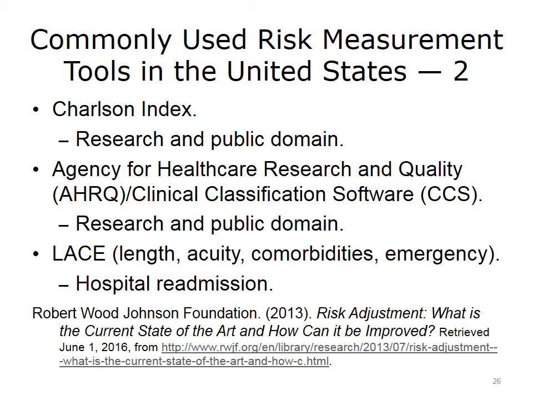A widely used public domain method often used in research is the Charlson Index. It counts a relatively small number of chronic conditions, but it's a useful standardized tool. The Federal Agency for Healthcare Research and Quality, AHRQ, developed a risk adjustment tool called Clinical Classification Software, or CCS. It is in the public domain. It's used often by researchers. It counts various ICD codes. Again, ICD stands for the International Classification of Disease, and it is the standardized method used to categorize individual diagnoses.